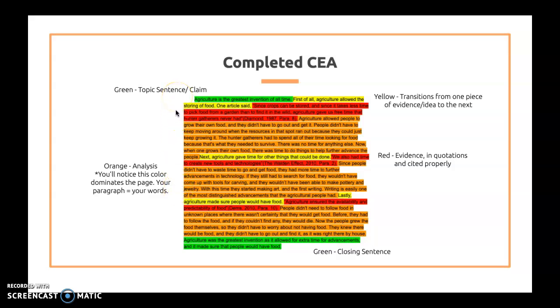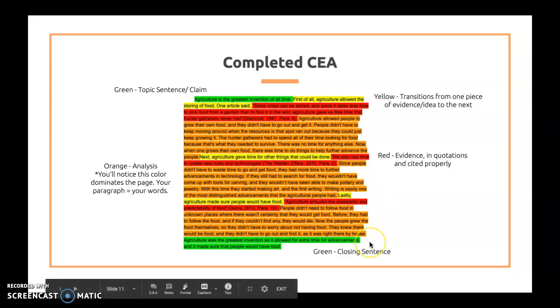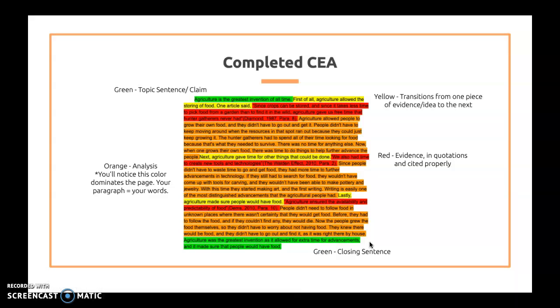Moving into a transition, evidence 1 and analysis 1. Then transitioning to my second piece of evidence. You'll notice that I use great transition words here, such as first of all, and next, and lastly. And I'm ending with a closing sentence, letting the reader know that I'm ready to move on to my either next claim and recapping exactly what I have talked about here.